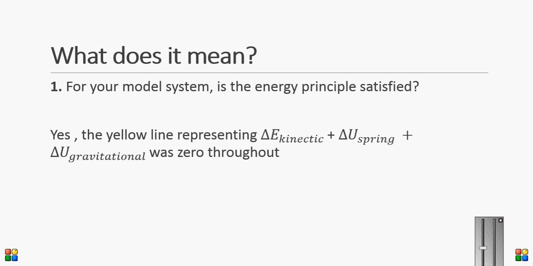So what does it mean? For your model system, is the energy principle satisfied? As we've already said, yes. Since the yellow line representing the delta E, kinetic plus the delta spring potential and the gravitational potential, was equal to 0 throughout, from the model we can see that the energy principle was satisfied.